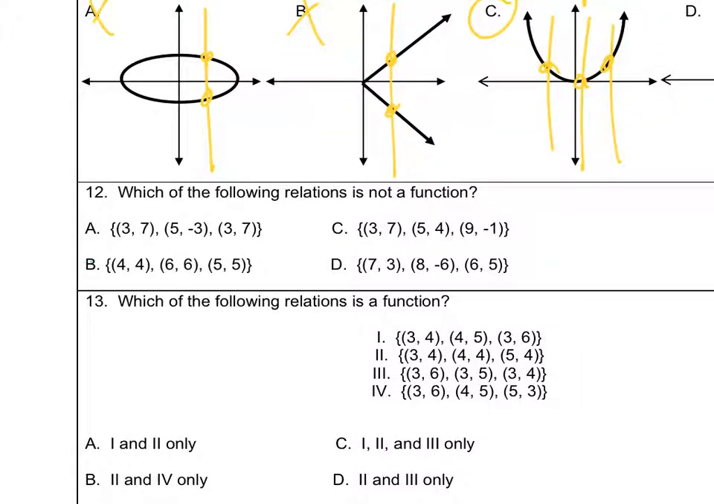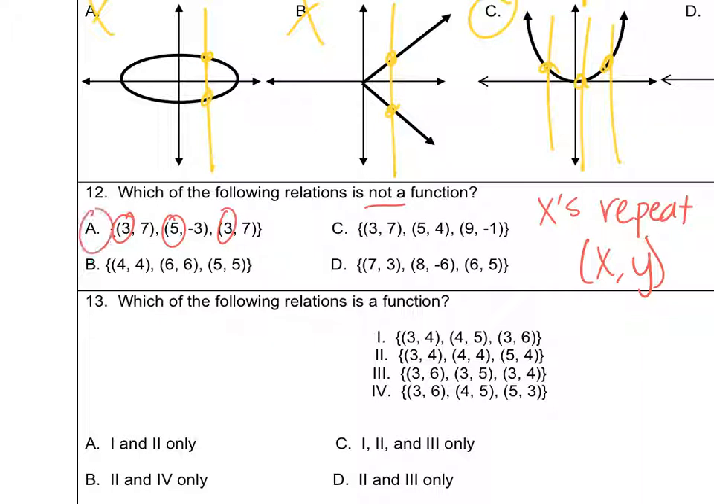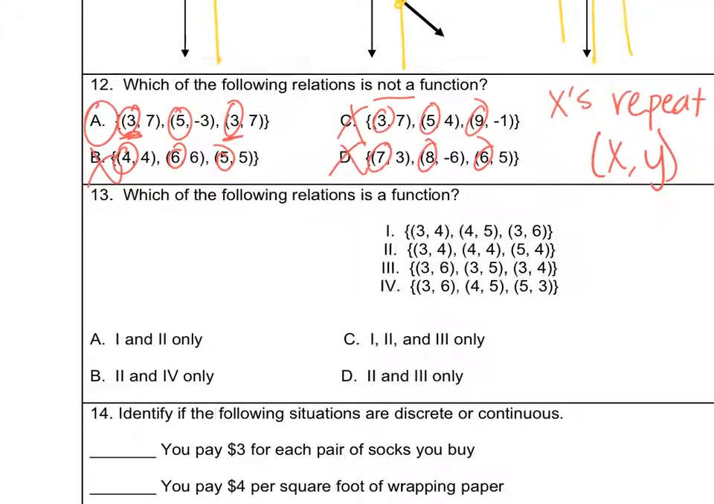Again, for 12, not a function means your x's would repeat. X's are the first point in your points. So when I look at A, my x's do repeat at 3 and 3. B, they are all separate, so that is a function. C, they are all separate, that is a function. D, they are all different, that is a function.